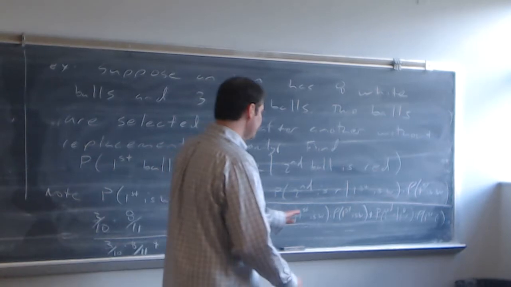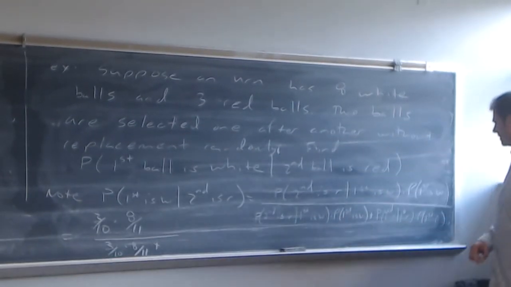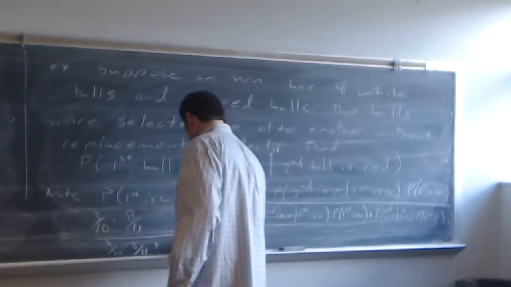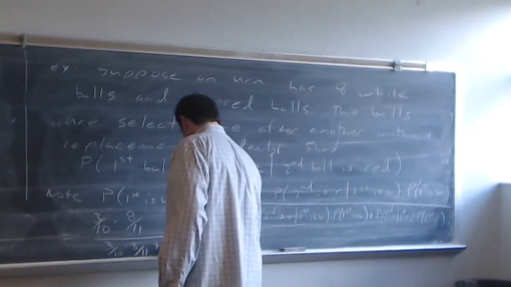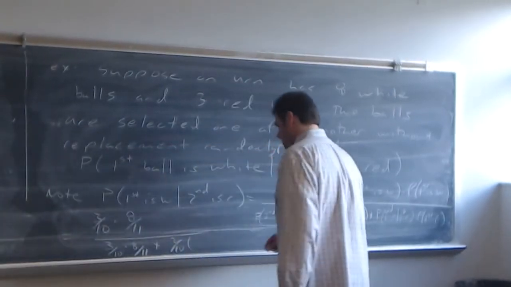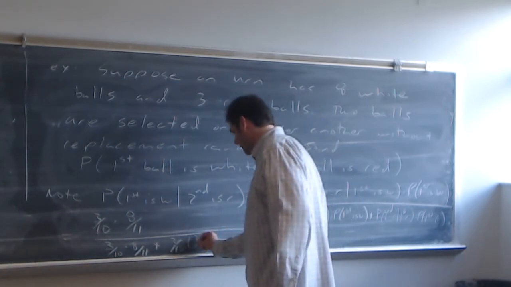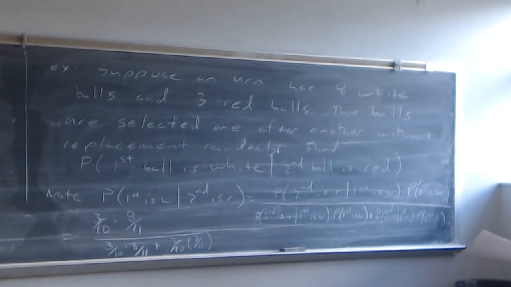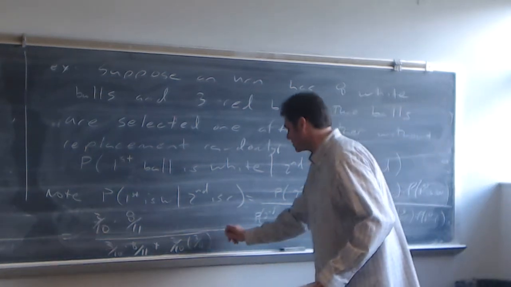Plus, now, this conditional probability that the second is red given the first is red. So we have taken out a red ball, and that means we have 10 balls left, and exactly 2 of them are red. So 2 out of 10 times the probability the first is red. Well, that's 3 out of 11. And so that's the answer. Let me check, make sure I didn't make a mistake. It's 3 out of 10 times 8 out of 11, and then 3 out of 10, 8 out of 11 at the bottom, plus 2 out of 10, 3 out of 11. That's correct. So that's using Bayes there.